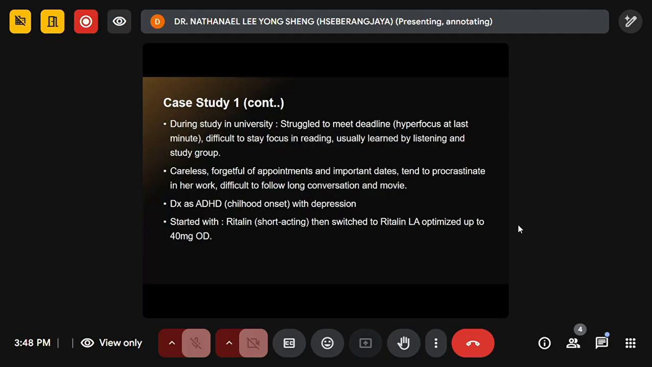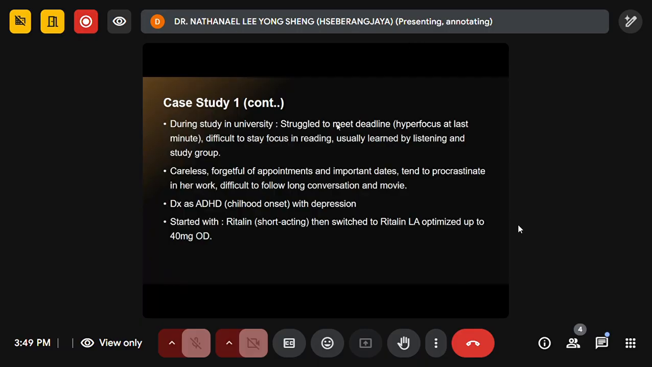During her study in the university, she said she could recall that she always struggled to meet the deadline. However, she was able to hyper-focus at the last minute of the deadline. This is a very typical strength that an ADHD person would have. They not only have all the symptoms and weaknesses, they actually have strengths as well, for most ADHD people. They were able to rush into the deadline and complete everything by the last minute.